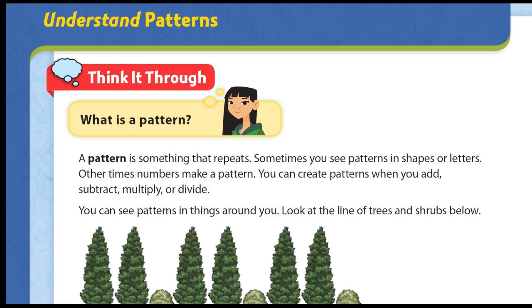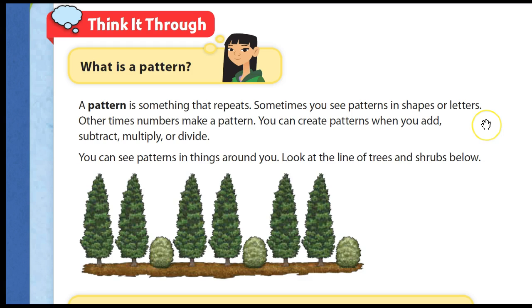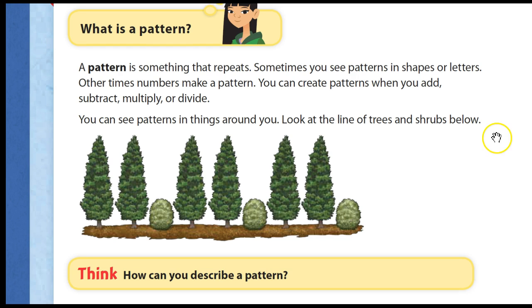This is our last lesson in Unit 1. This is Lesson 7. We're talking about understanding patterns. Okay? Well, what is a pattern? Well, a pattern is something that repeats. That's plain and simple. A pattern is something that repeats.